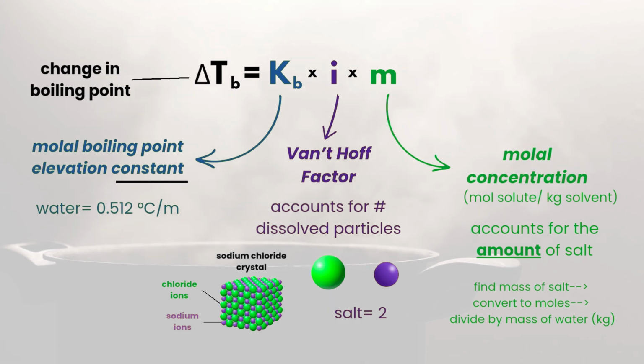It's simply another way to express concentration, similar to how we might say it's 5% salt, but we're just using different units. Basically, we can calculate this by knowing the amount of salt that we added in grams, using salt's molar mass to then convert that into moles, and then dividing that by the mass of the water.